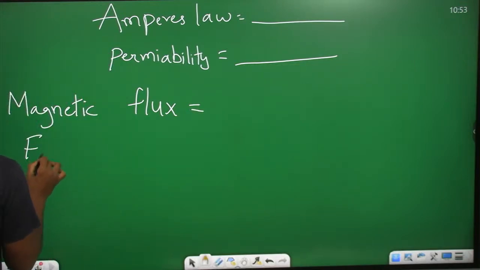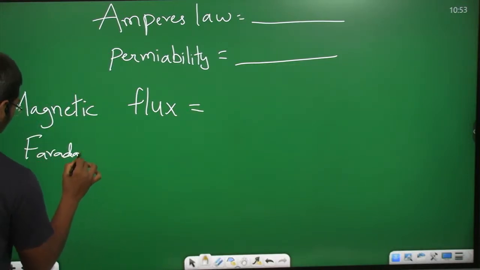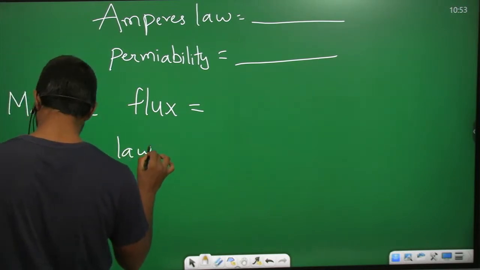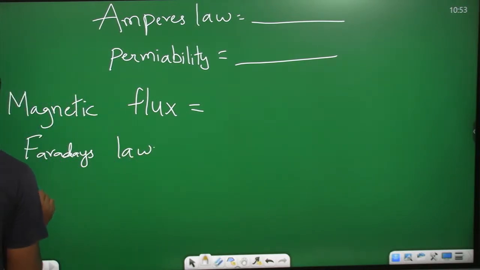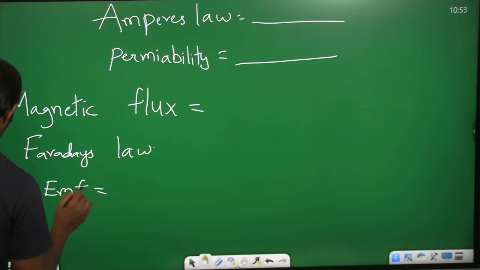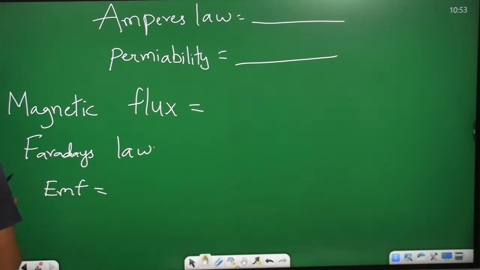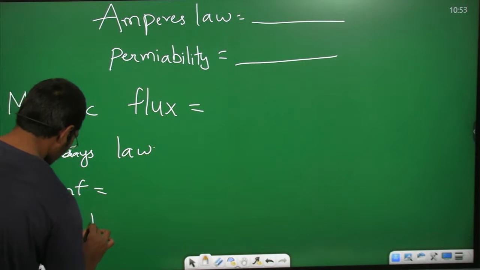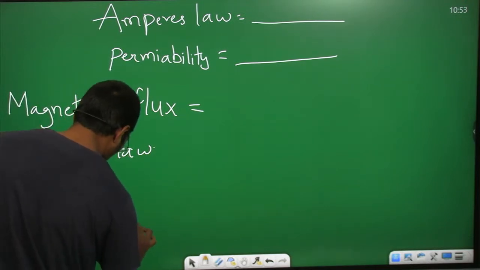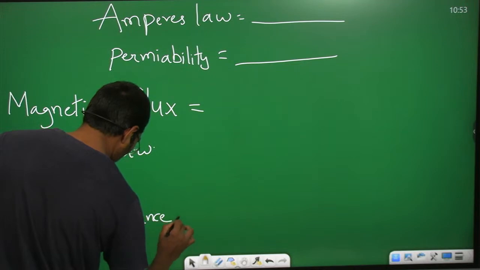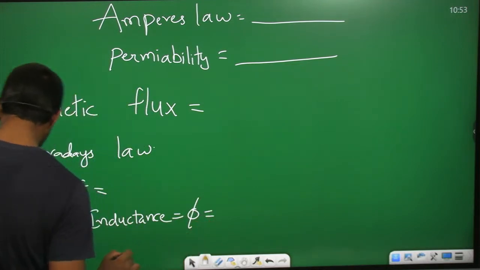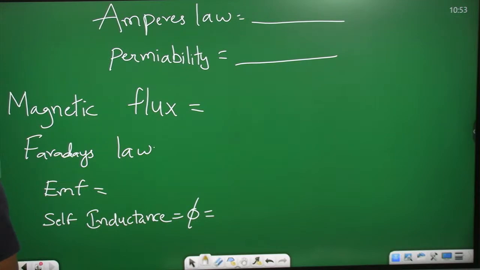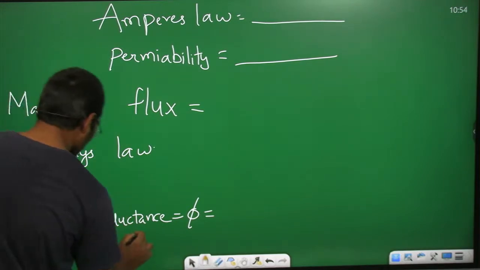Faraday's law. What is EMF? Using the relation of electromagnetic induction. So self-inductance phi. Self-inductance of a solenoid.